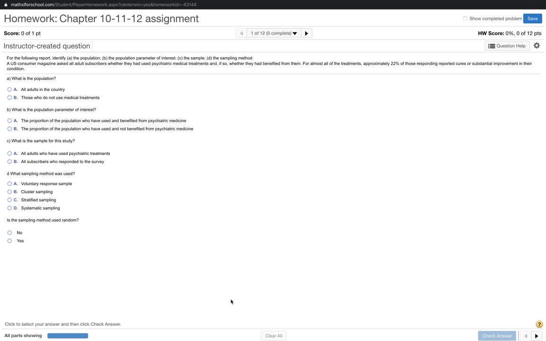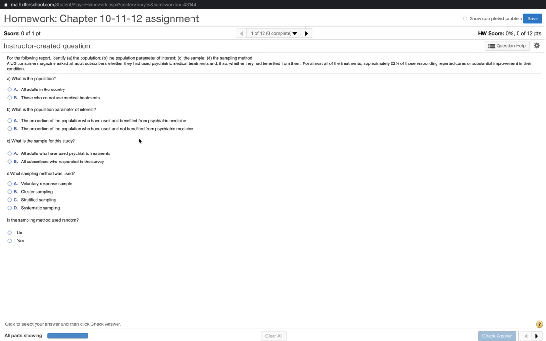In the meantime, let's look at number 1 here on the MyMathLab assignment. For the following report, identify the population parameter of interest, sample, and the sampling method. A U.S. consumer magazine asked all adult subscribers whether they had used psychiatric medical treatments, and if so, whether they had benefited from them.